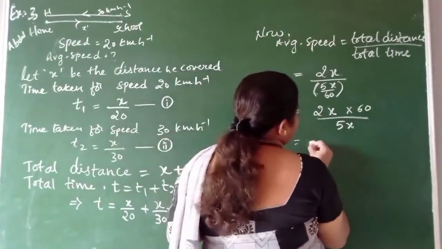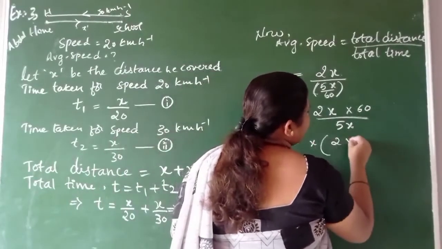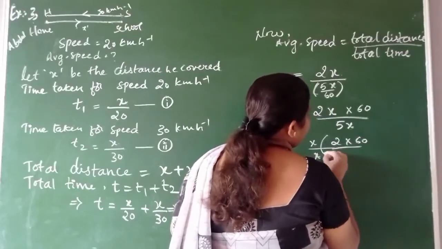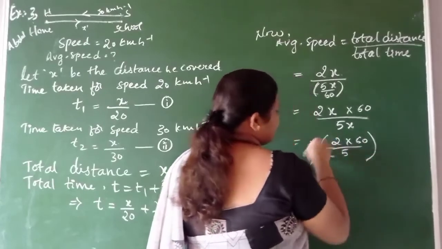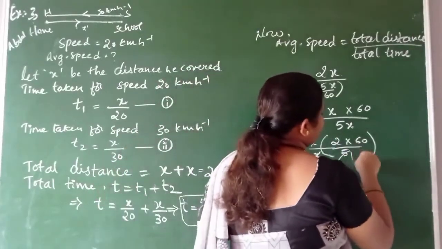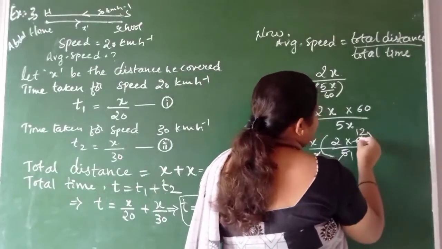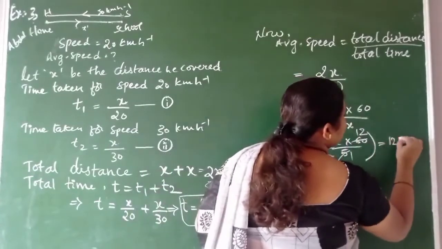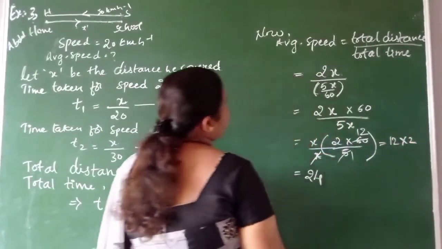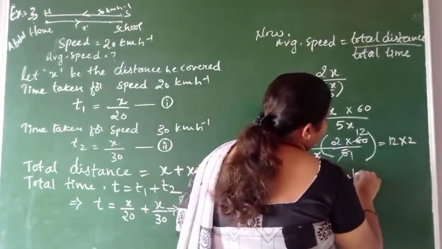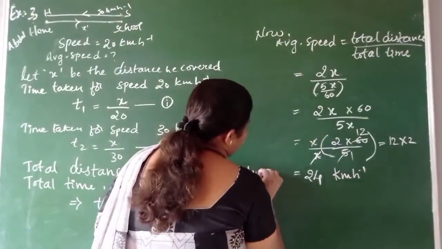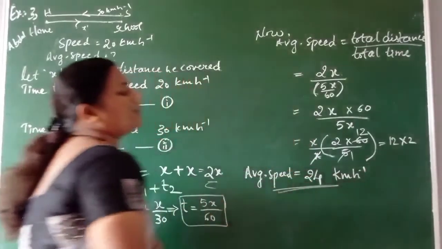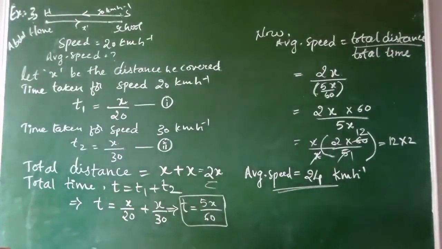Okay. Let us take the x common terms. That is 2 into 60 divided by 5, and x in the denominator, x gets cancelled. 5 ones are 5, then 5 twos are 10, so how much? 12 into 2, which is equal to 24 kilometer per hour. This is his average speed. His average speed is how much, children? 24 kilometer per hour. Is it understood?